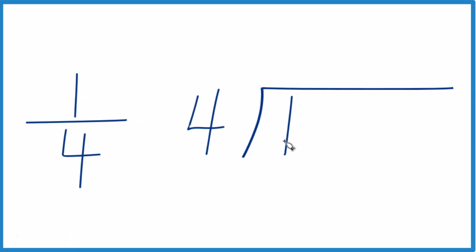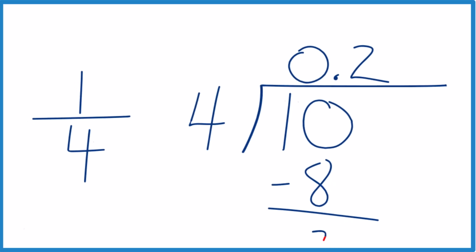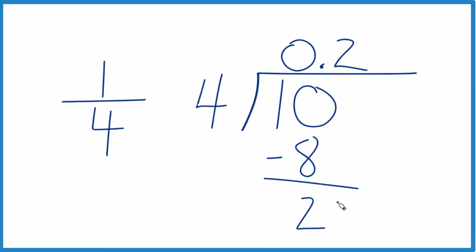So 4 doesn't go into 1, so let's call this 10. As long as we put a 0 and a decimal point up here, we're good. So now 2 times 4, that's 8, and we could subtract 10 minus 8, that's 2. 4 doesn't go into 2. We can call it 20 as long as we move over 1.